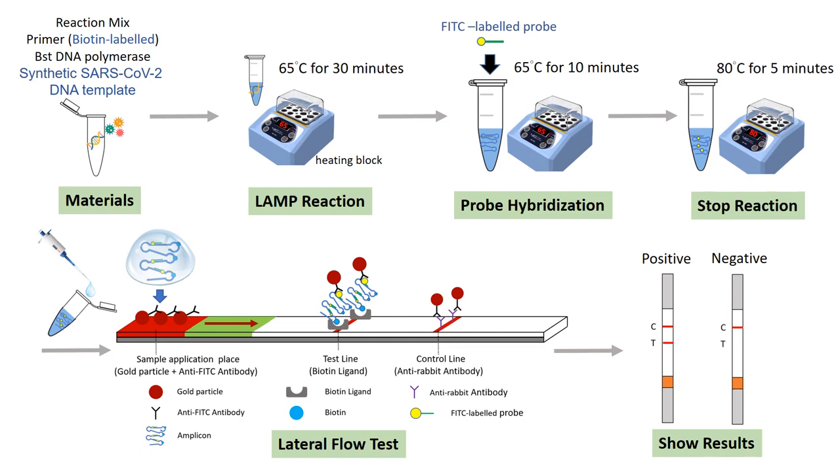Use pipette to dip final product onto a lateral flow dipstick. The gold nanoparticle will flow through the test line and the control line and visualize the results. If the amplicon exists, it will show 2 red bands, both on the test line and control line, interpreting positive results. If the amplicon doesn't exist, meaning negative result, we can only see 1 red band on the control line.